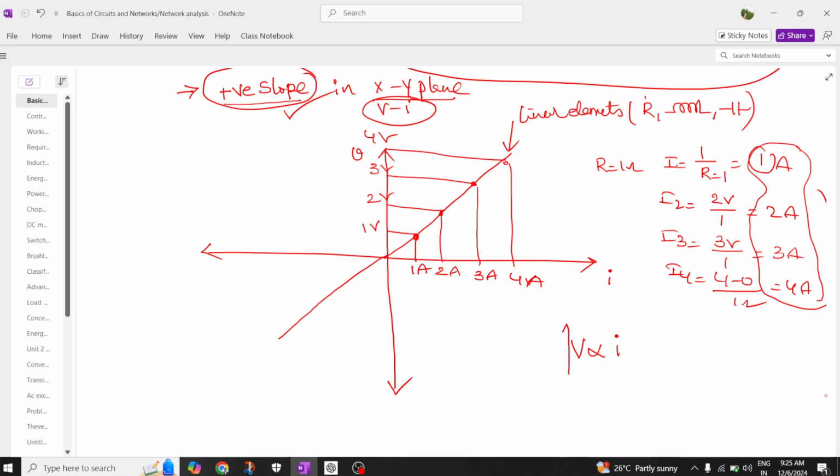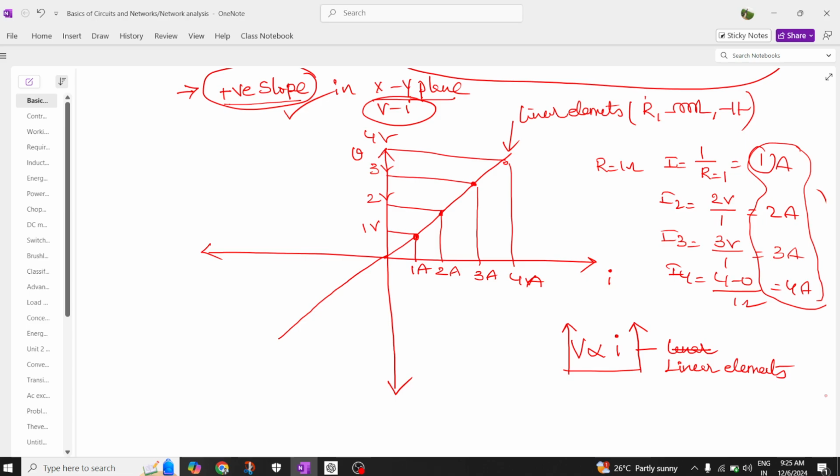So when you increase the voltage with the voltage source, automatically the current in the network or the circuit may also increase. Where the relation is a directly proportional relation, this kind of elements we are going to call linear elements. So these elements are called linear elements.